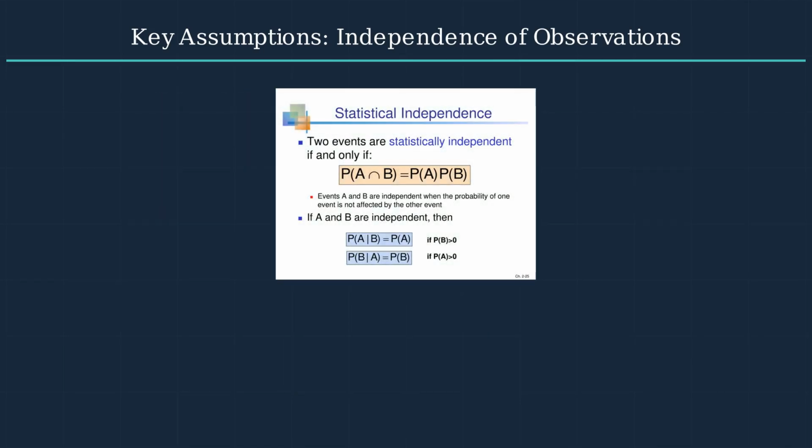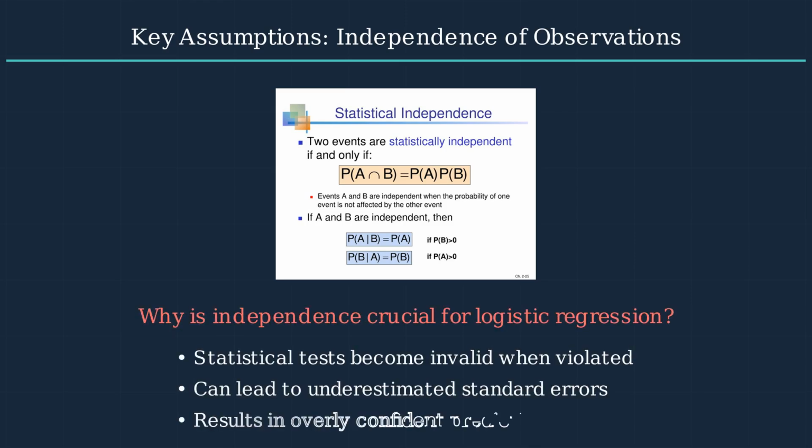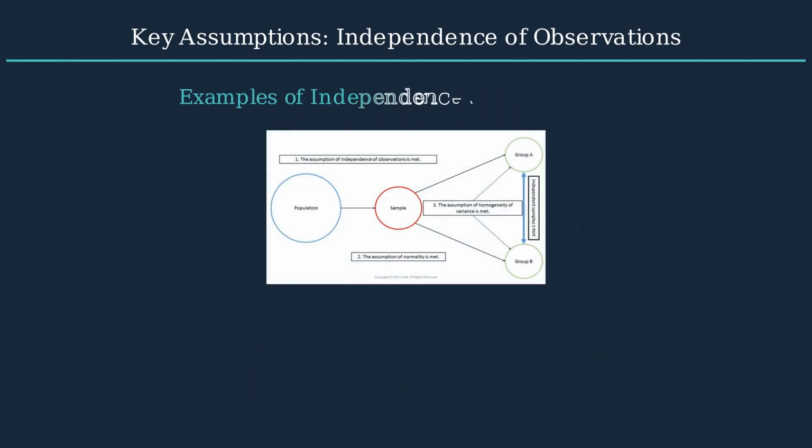Mathematically, two events A and B are independent if the probability of their intersection equals the product of their individual probabilities. This means the occurrence of one event gives us no information about the occurrence of the other. Why is independence crucial for logistic regression? When this assumption is violated, statistical tests become invalid, standard errors may be underestimated, and the model makes overly confident predictions. Let's look at a practical example.